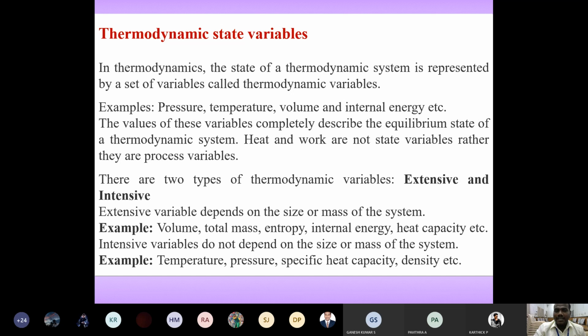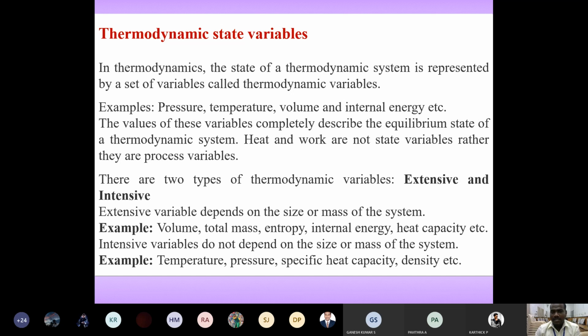If the property is independent of the mass, then it can be called an intensive variable. Intensive variables do not depend on the size or mass of the system. Examples: temperature, pressure, specific heat capacity, densities, etc. Like in the previous example, take a system with a temperature T. If the same system is split into two halves, the first half will have the same temperature, and the second half will also have the same temperature, right?